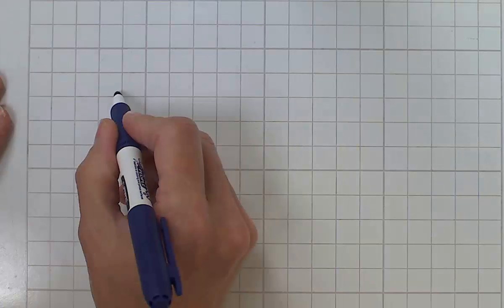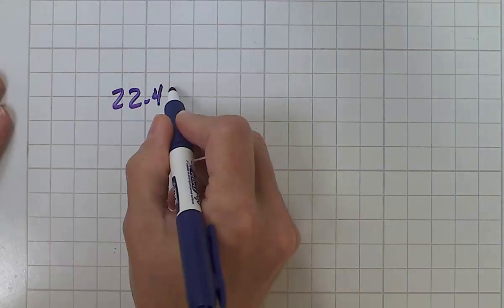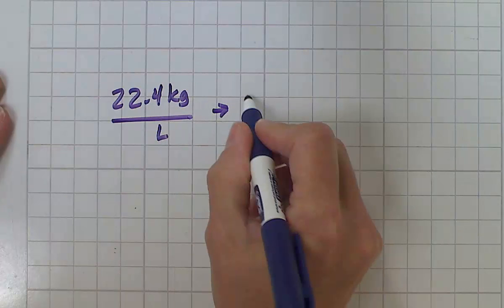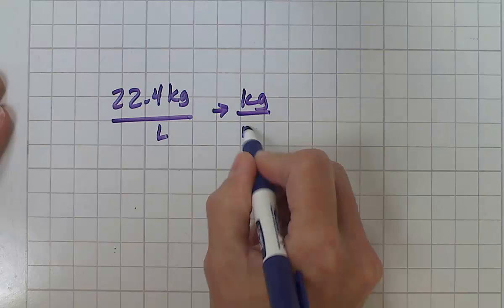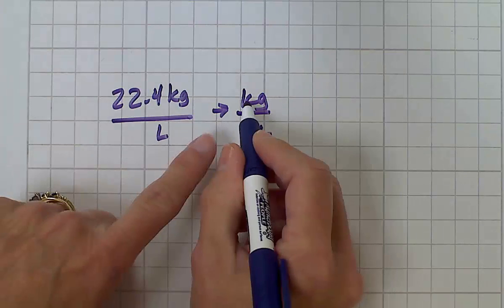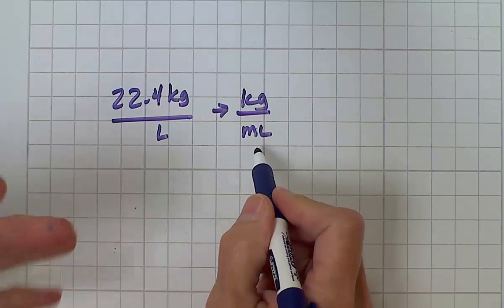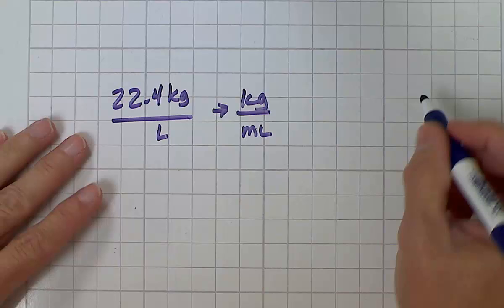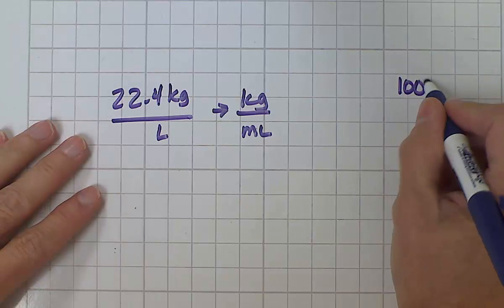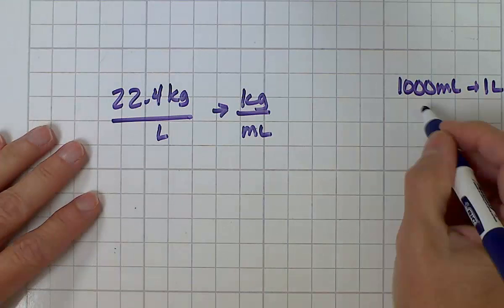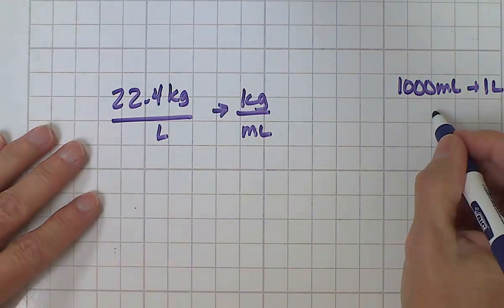So let's do an example. And this one's a little more complicated than the other 3 we've already done. This is number 4. We're going to take 22.4 kilograms per liter, and we're going to convert it to kilograms per milliliter. Well, my kilograms is the same, so I don't have to do anything with that. But I have to go from liters to milliliters. So I'm going to think in my head, what do I know about milliliters and liters? I know there are 1,000 milliliters in 1 liter. Just like I said 24 hours was 1 day, I can say 1,000 milliliters is 1 liter.